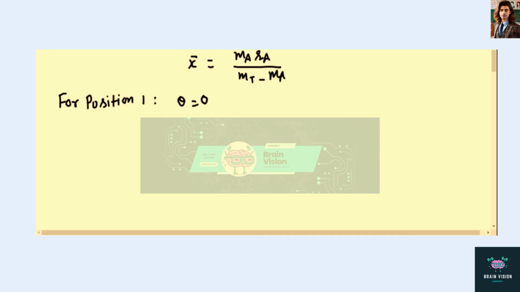For position 1, theta is 0 degree. Omega 1 is 2 pi radian per second. So kinetic energy T1 is equal to half I O omega 1 square, and potential energy is 0 because the center of gravity lies at the level of O.